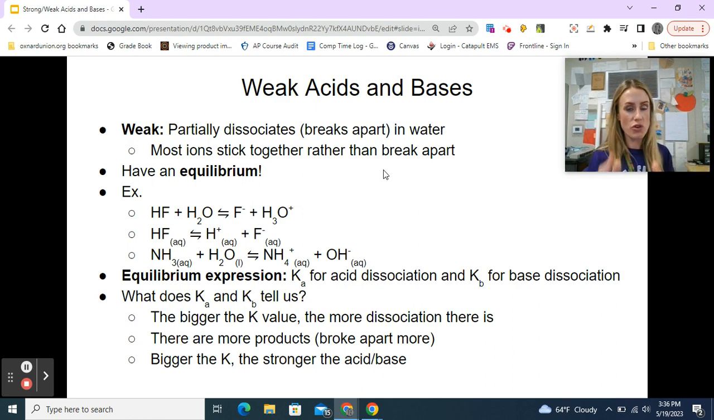So remember, strong acids and bases, I had that on the last slide, they completely dissociate. There is no HCl that is together anymore. They're completely broken apart. So when we're talking about weak acids and bases, we have an equilibrium constant, and the bigger the equilibrium constant, the stronger that acid or base is. And that's very important to remember.